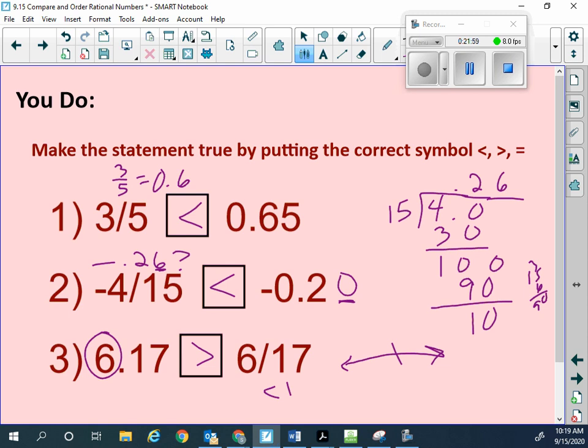Remember that as I go, this would be negative 0.1, negative 0.2, negative 0.26 would be further here, which makes it smaller. Yeah, that's what I'm saying about flipping that sign. It looks like it's bigger, but it's not.